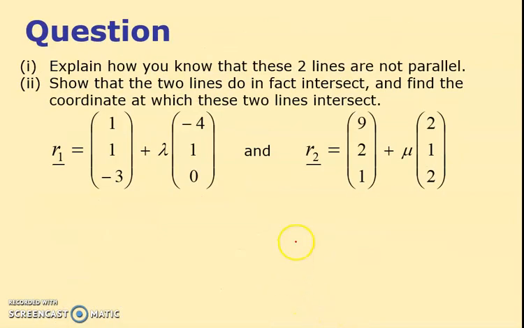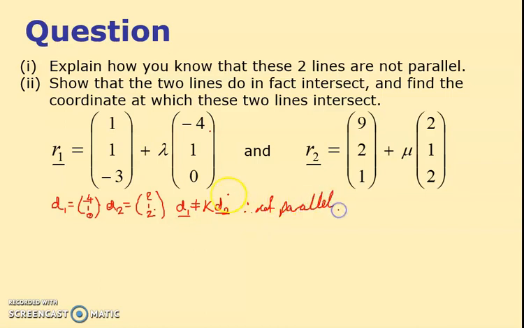Well, no, it's not. Explain how you know these are not parallel. Well, D1 equals minus 4, 1, 0. Always look at D1. Look at D2: 2, 1, 2. Can you write one as a multiple of the other? No. D1 is not equal to k D2. Therefore, not parallel. Sometimes they are parallel. It's the easiest question in the world.